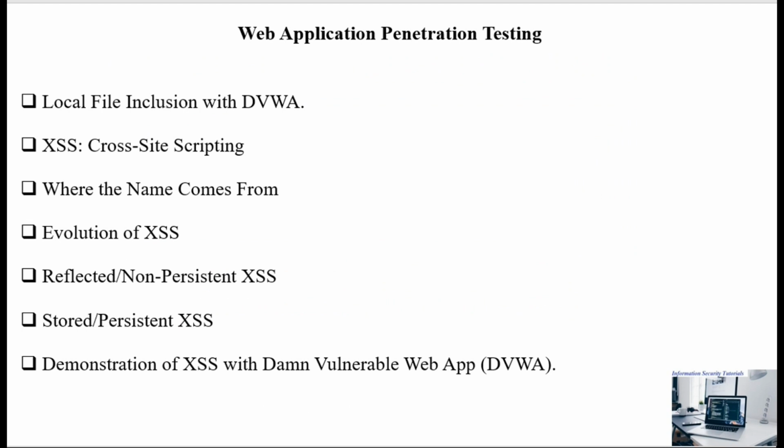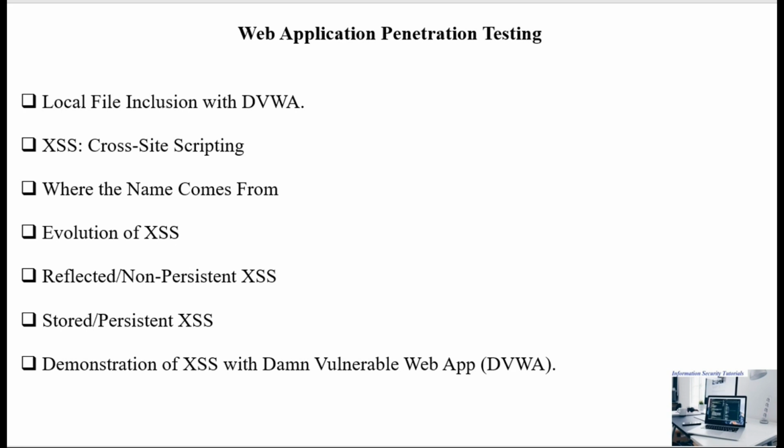I will inform you more about file inclusions and their types. We will use DVWA, the Damn Vulnerable Web Application, to demonstrate how this vulnerability can be exploited. Then, we will demonstrate the second cyber attack for today, cross-site scripting, where the name comes from, and the evolution of cross-site scripting. After that, we will talk about cross-site scripting attack types, such as reflected or non-persistent XSS and stored or persistent XSS. Finally, we will move to our practical part of today's tutorial by discussing how to perform a cross-site scripting attack on the DVWA.